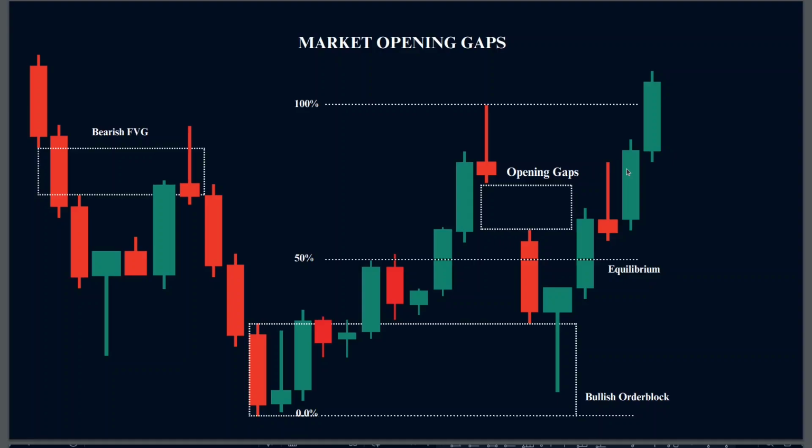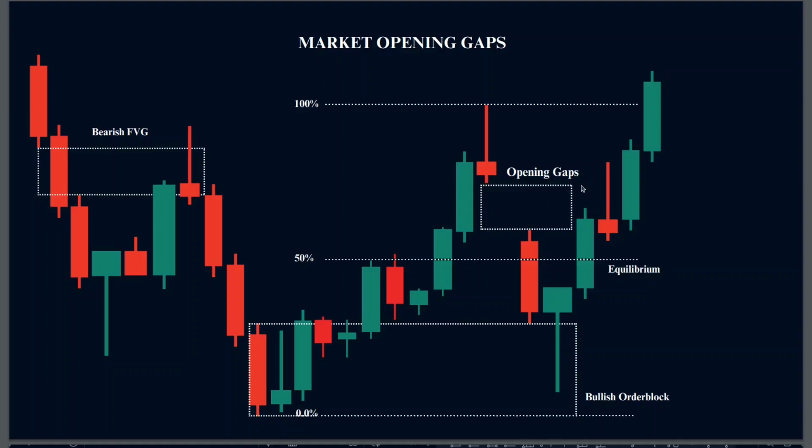Market opening gaps. What are these market opening gaps? Most of the time at the end of the trading week, when price closes in a particular price range, in the opening day of the new week, at times we see gaps that form in the market. We see a price opening at a certain level, leaving a huge gap where the close of the previous week was. So this gap acts as a magnet to price.